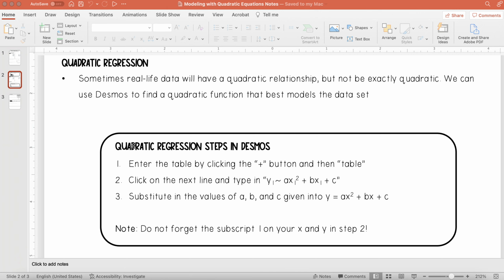And so we will do really similar steps to what we did with the line of best fit in Desmos to find this equation. The main difference is step 2, where the equation we're going to type in to get our quadratic equation is going to be y subscript 1 is approximately ax1 squared plus bx1 plus c.